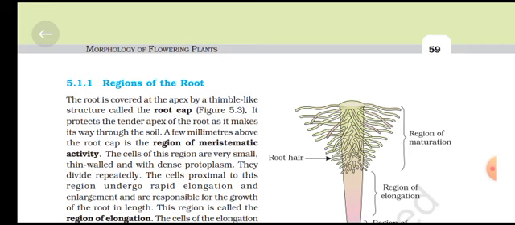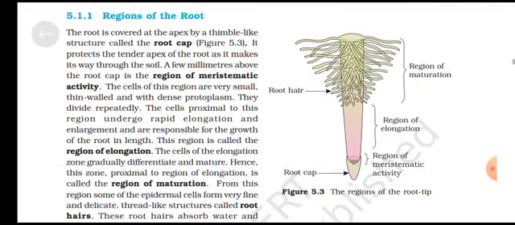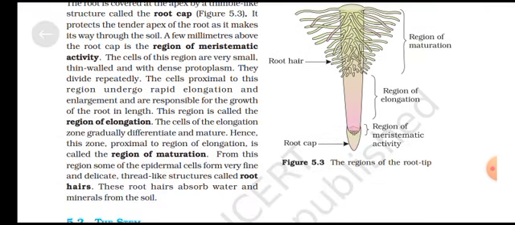Regions of the root. The root is covered at the apex by a thimble-like structure called the root cap. It protects the tender apex of the root as it makes its way through the soil. A few millimeters above the root cap is the region of meristematic activity. The cells of this region are very small, thin-walled, and with dense protoplasm. They divide repeatedly. The cells proximal to this region undergo rapid elongation and enlargement and are responsible for growth of the root in length. This region is called the region of elongation.